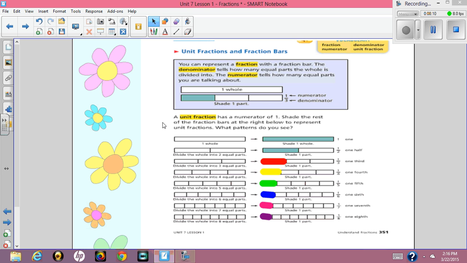Shade the rest of the fraction bar at the right below to represent unit fractions. What patterns do you see? And again, I hope that you note that as the number increases on the denominator, the bottom, the smaller the unit fraction becomes.